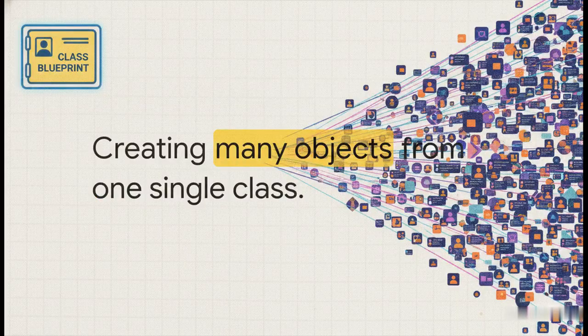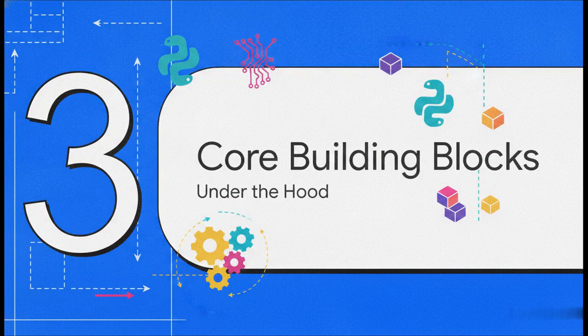The sheer efficiency of this is just incredible. One single class can be used to create thousands of distinct objects. You write that bank account class just once, and then you can instantiate thousands of unique bank account objects from it without ever rewriting your core logic. This right here is where the true scalability of object-oriented programming kicks in. Moving right along to Section 3, the core building blocks.